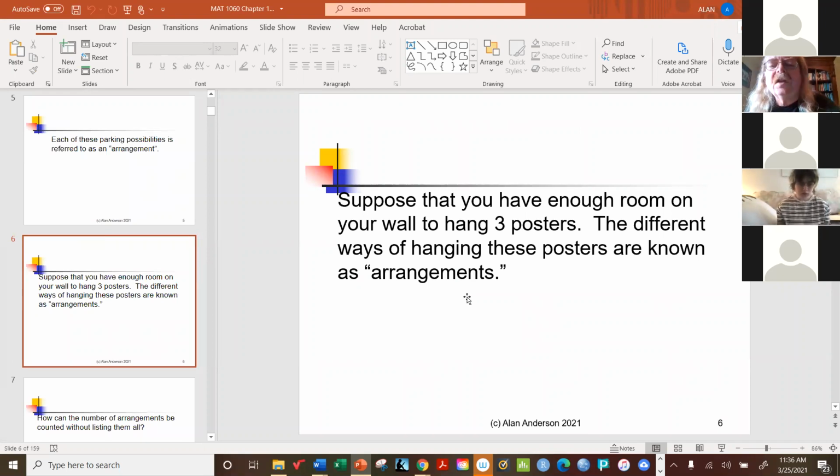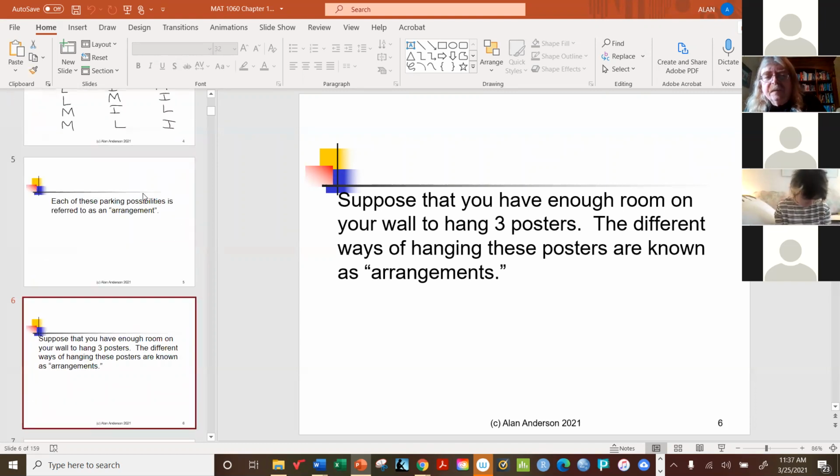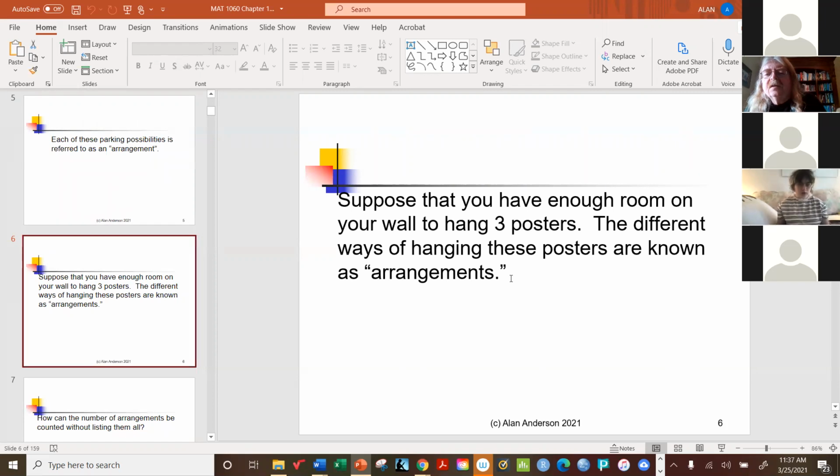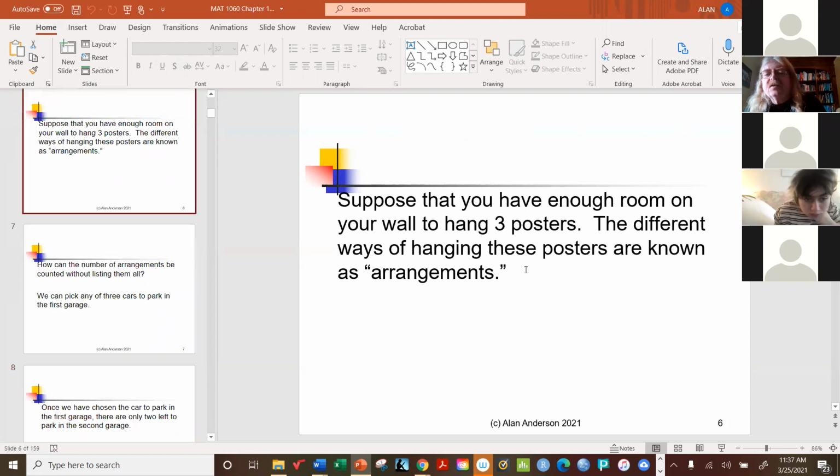Before I go on further, there's another analogy that I wanted to show you here. Imagine you have room on your wall for 3 posters hanging from left to right. How many different ways can you hang your posters? Well, let's find out. But first, let's note that each of these choices is called an arrangement. Now, because it's 3, just like we had with the cars, whether these are cars or posters, there are 6 different ways of arranging them. And so the answer to this question would be 6. There are 6 different ways of hanging 3 posters, each of which is known as an arrangement.